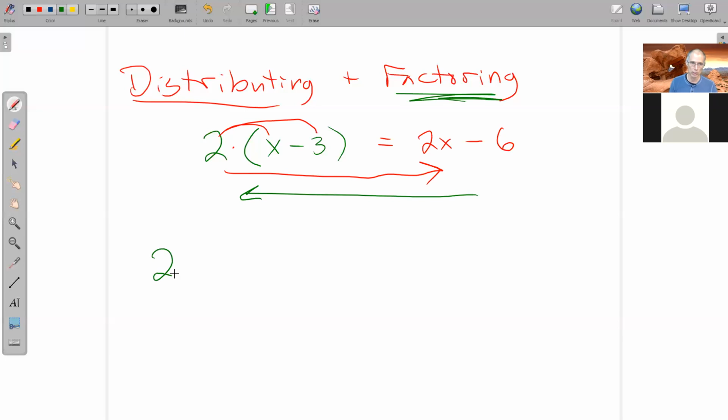So if I started with something like 2x minus 6, I could realize that, well, that 2x is really 2 times x, and the 6 is really 2 times 3. And on each side of this subtraction here, there is a common factor of 2. And so what I can do is I can make a note that, hey, there's a 2 that's common to both things on each side of that subtraction. Now, if I pull that 2 out, so factoring is like dividing.